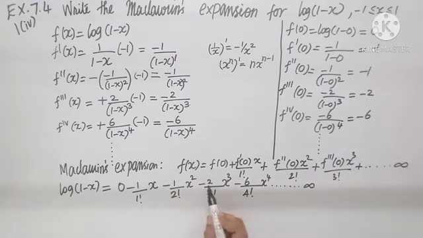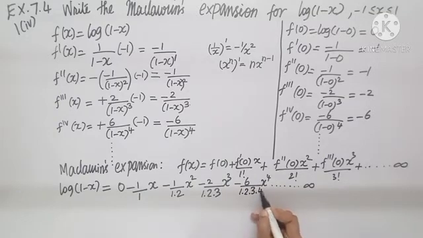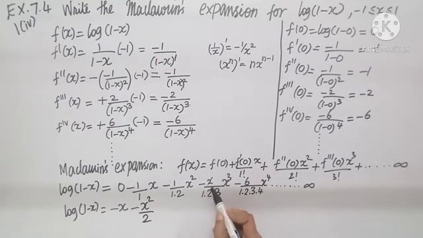Since 1, 2, 6 numbers are coming, let us expand. What is 1 factorial? 1. What is 2 factorial? 1 into 2. What is 3 factorial? 1 into 2 into 3. What is 4 factorial? 1 into 2 into 3 into 4. Simplify and write it. So I get log(1 minus x) equals 0, we will forget it, minus x, minus x square by 2, 2 and 2 cancel, minus x cube by 3.